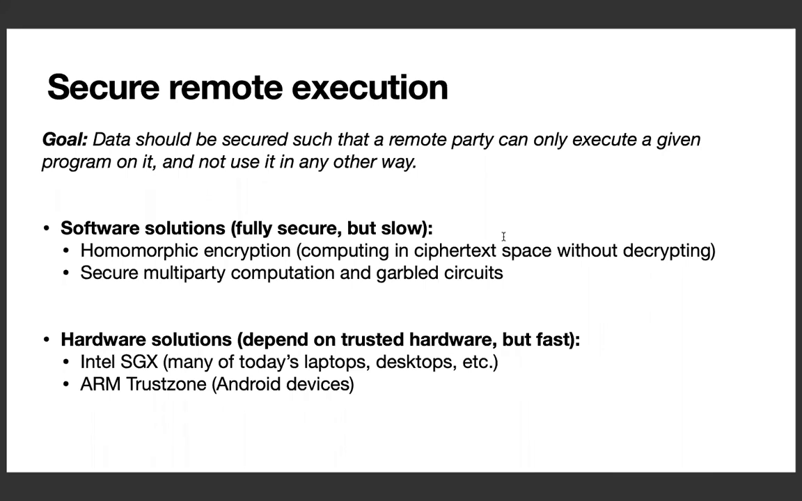The cryptographic software-based solutions are fully secure in the sense that they do not require trust on anything, but they are extremely slow. So two popular branches here are homomorphic encryption and secure multi-party computation. And on the other hand, you have the hardware solutions. These solutions depend on a trusted hardware, and you assume that there is some kind of guard in place which ensures that nothing except a given program is executed. But these are extremely fast. By extremely fast, I mean extremely fast compared to the cryptographic solutions.